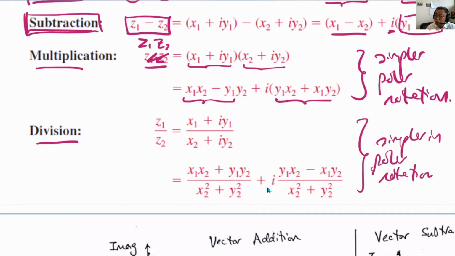Now, if you want to try to derive this equation, then the idea is this. We multiply by x2 minus iy2 over x2 minus iy2. Since this is the same at the numerator and denominator, you realize that this is value 1. Now when you cross multiply, you'll get this result.